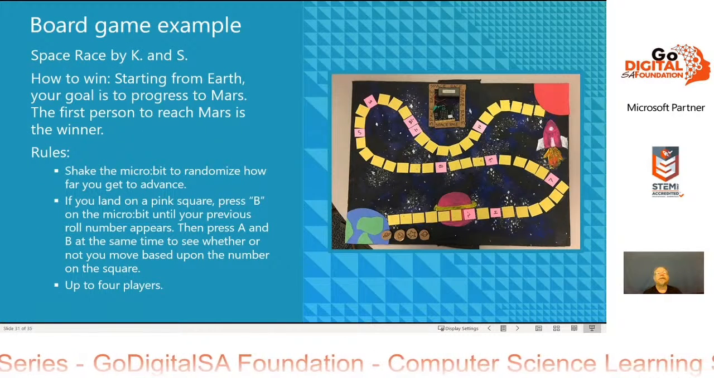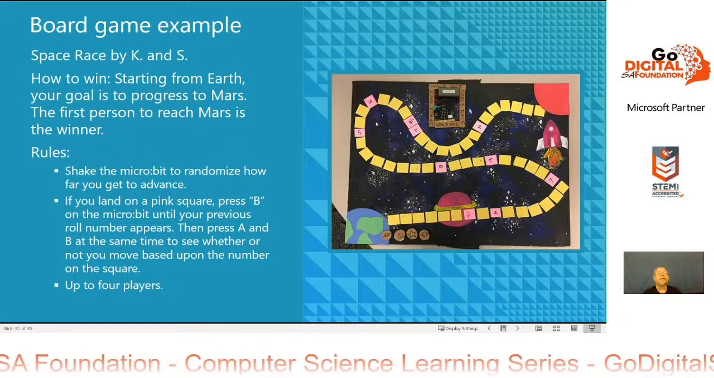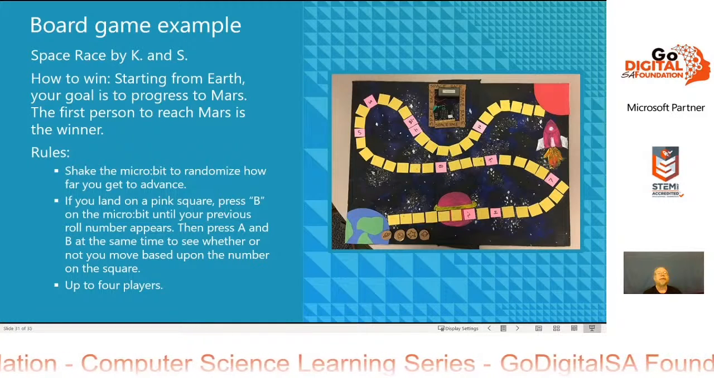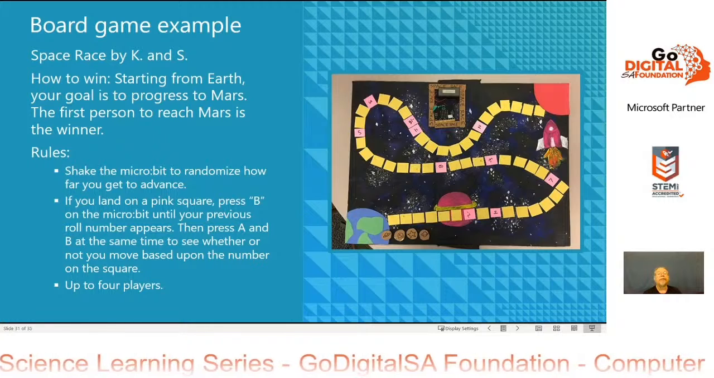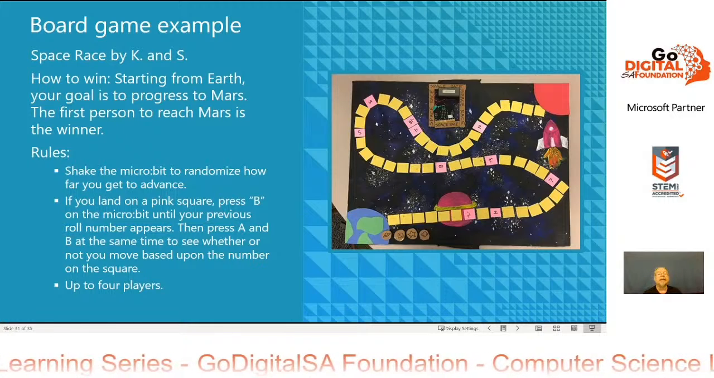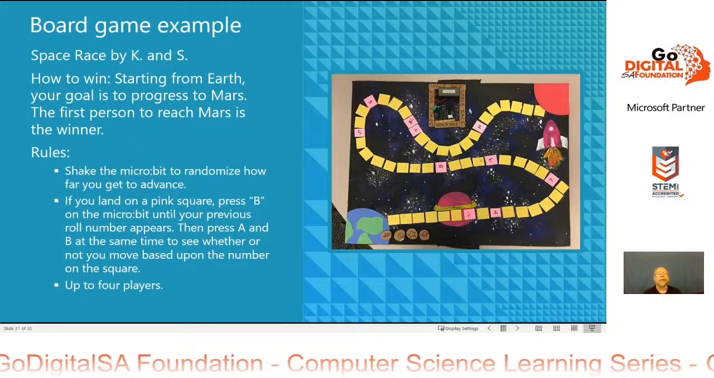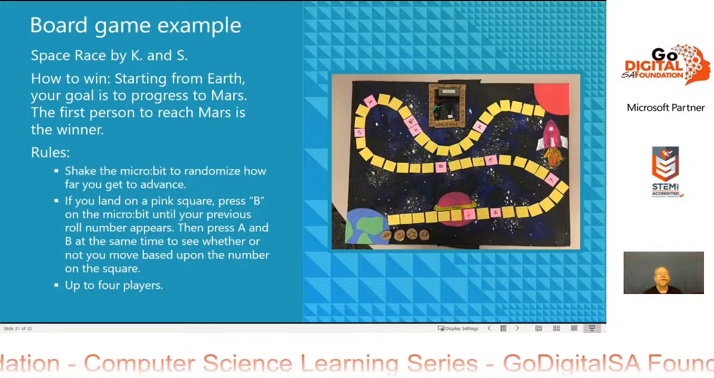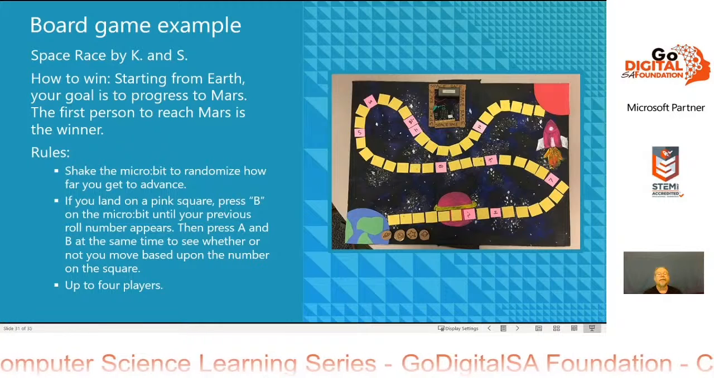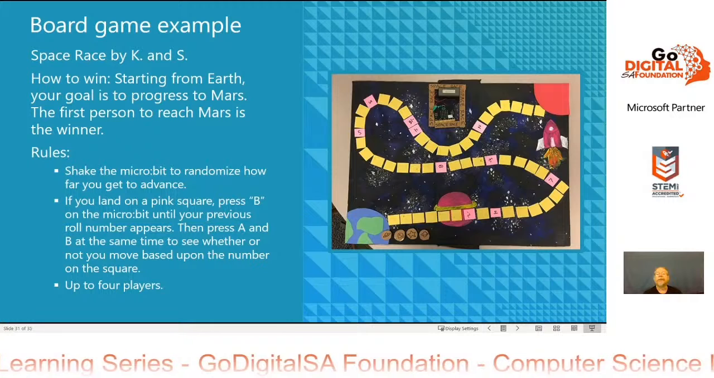So here's a space race example. How to win. Starting from Earth, your goal is to progress to Mars. The first person to reach Mars is the winner. The rules are: you shake the microbit to randomize how far you get to advance. If you land on a pink square, press B on the microbit until your previous roll number appears. Then press A and B at the same time to see whether or not you moved based upon the number on the square. And you can have up to 4 players.